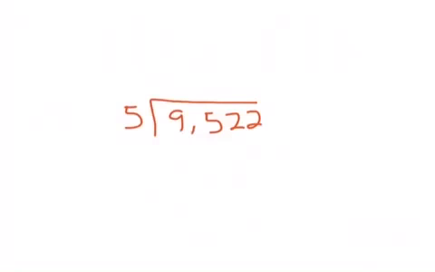9,522 divided by 5. First place I'm going to start is, of course, in the thousands place, and I ask myself, can 5 go into 9? And, of course, yes, I can 1 time. Since I'm in the thousands place, that means I can use 1,000. Anytime I put something up top, you want to multiply by the side. So 1,000 times 5 is 5,000.